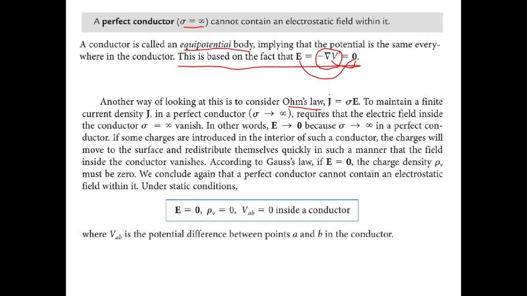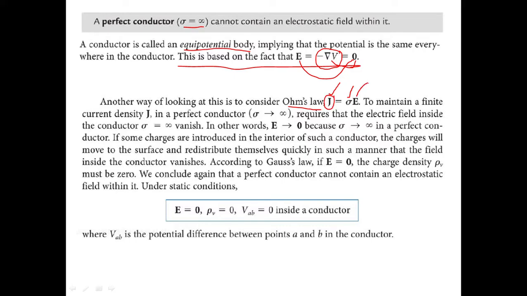Now, J, we cannot tell it is zero or it is infinity. It should have some specific value, right? It is current per surface area. We cannot tell that J should be zero or J should be infinite. It should have some finite value, right? And for a pure conductor, this sigma should be infinity.